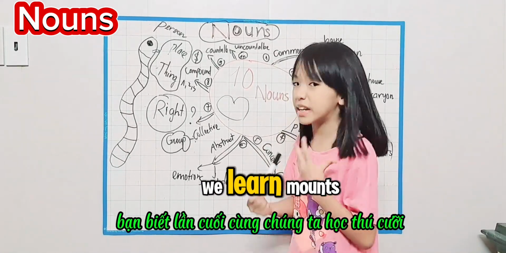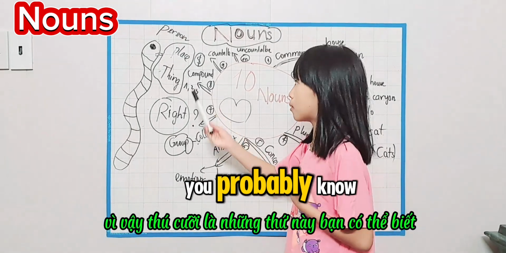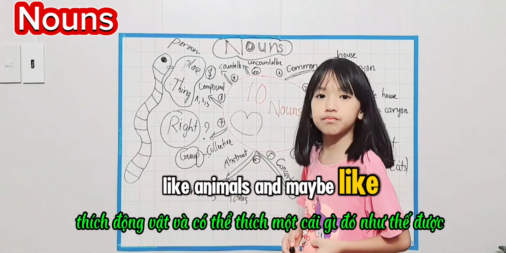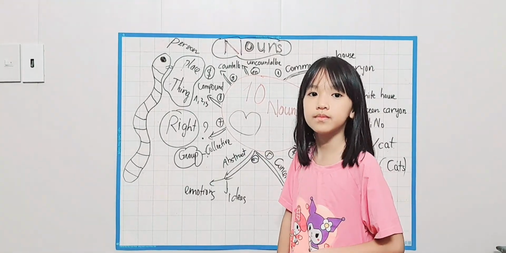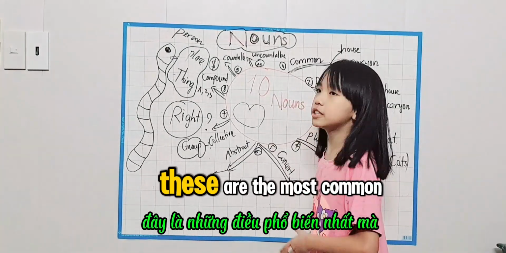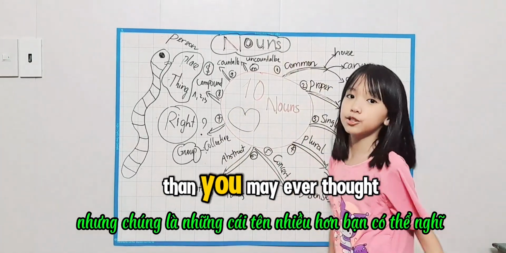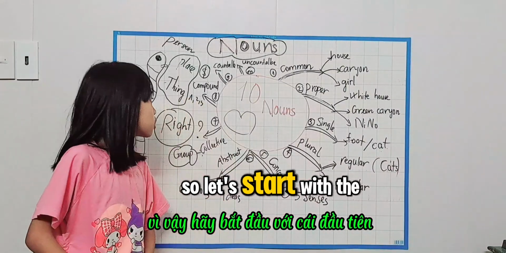So last time we learned nouns. Nouns are these things you probably know, like place, like things, like animals, and maybe something like that, okay? Person too, and people. So these are the most common things that you might remember in noun, but there are more nouns than you might have ever thought. So let's start with the first one.